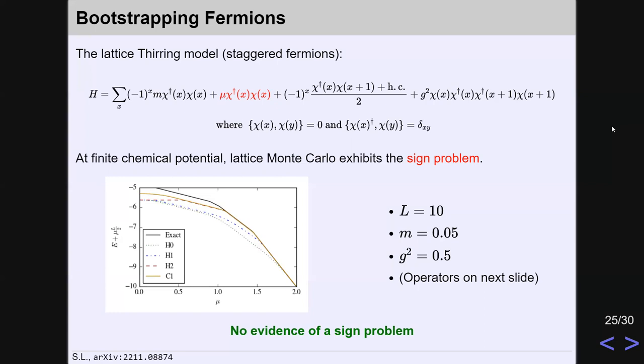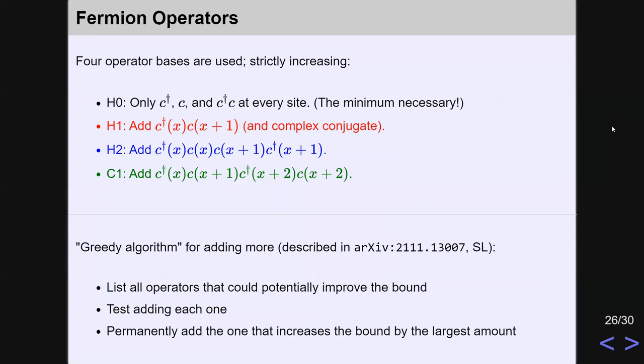Now, okay, I have to describe the operator bases. These are a bit complicated for the Thirring model. Just very quickly, the simplest basis we can do to get a non-trivial bound, I need to include at every site all possible operators at that site. Otherwise, there's no bound possible on the Hamiltonian. That's just because the Hamiltonian expectation value needs to be expressible as a linear combination of the matrix elements of my PSD matrix. And then H1, H2, and C1 are subsequent refinements.